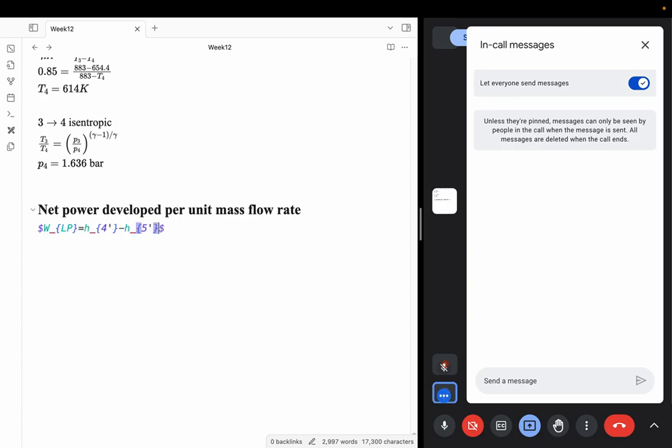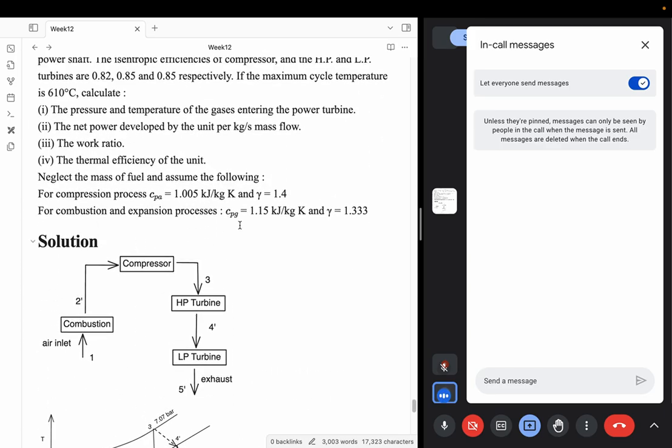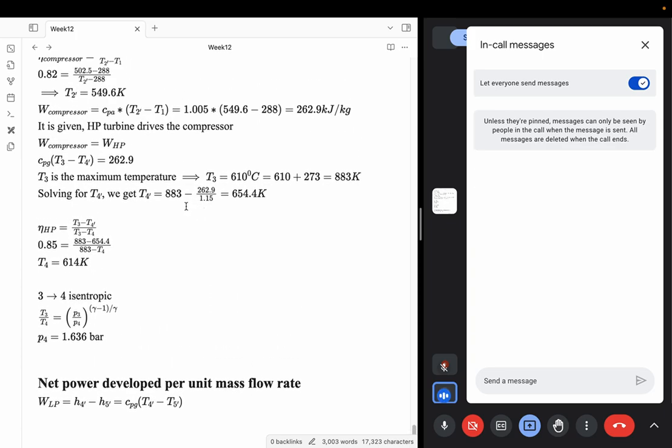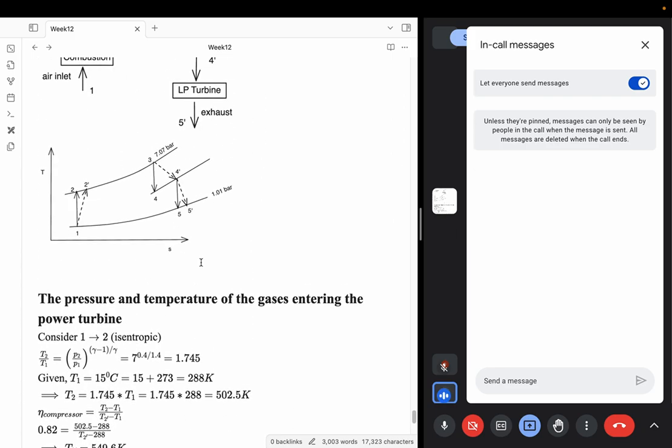And how do I do that? We'll use the slip relation, but it will be after combustion, so it will be the combustion gases, times T4 prime minus T5 prime. So out of this, I know CPG. CPG is already given as 1.15. All I need to know are T4 prime and T5 prime. T4 prime we have calculated before, that is 654.4 Kelvin. Now I need to determine T5 prime. So how do I calculate T5 prime?